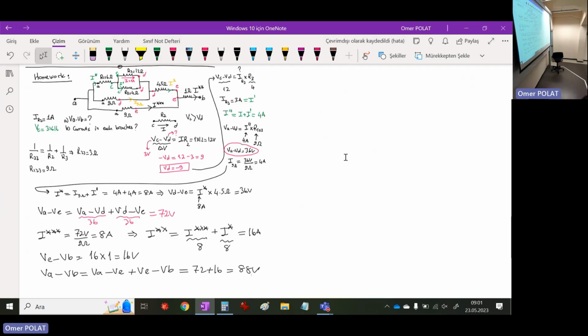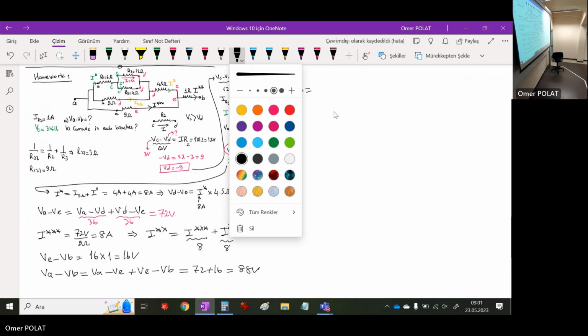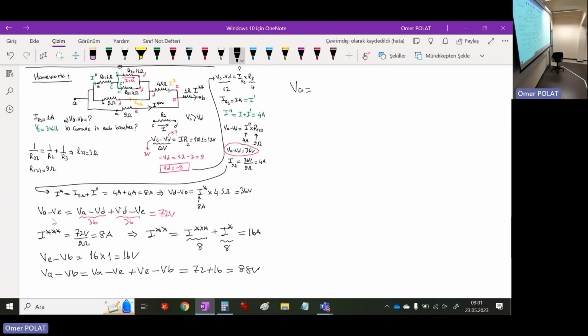For example, if I ask you, what is potential A? What is VA? I know VA minus VC. Where is VA minus VC? We know VD. Sorry, VC is 3 volts. Yes, C is 3 volts, given in the question. VA minus VC is, what is VA minus VC? Where is it?